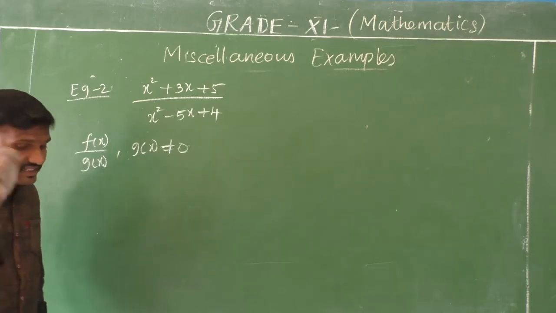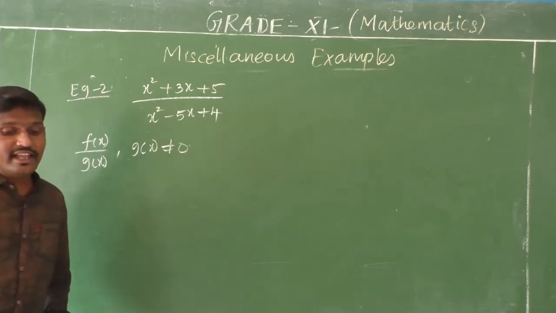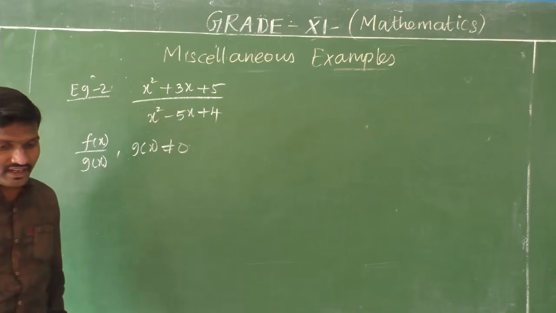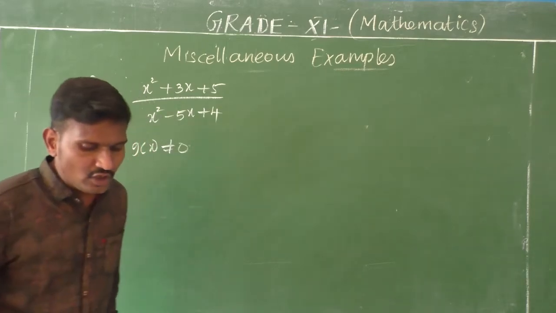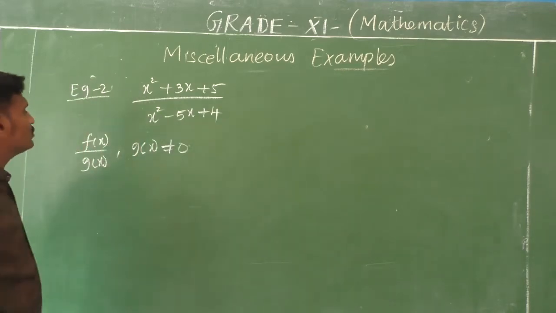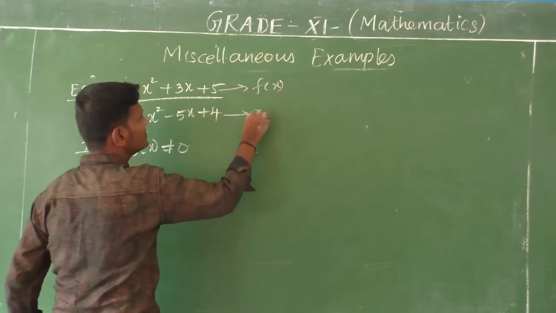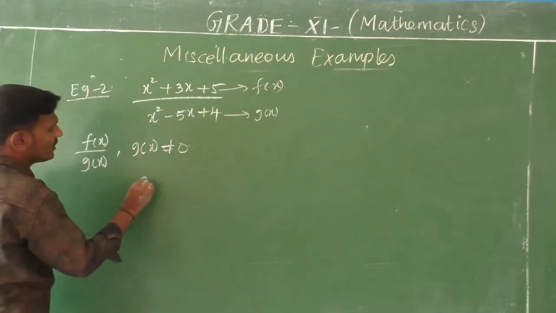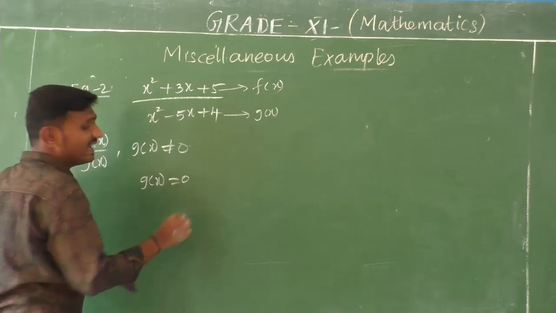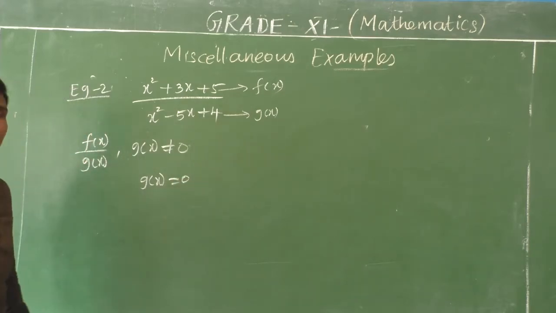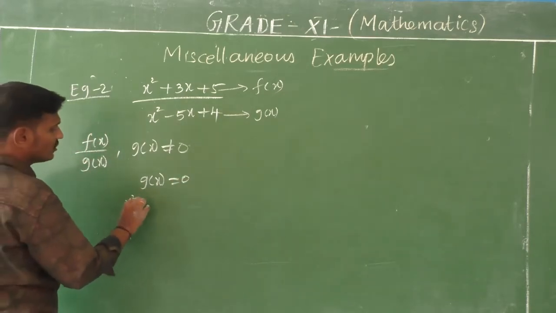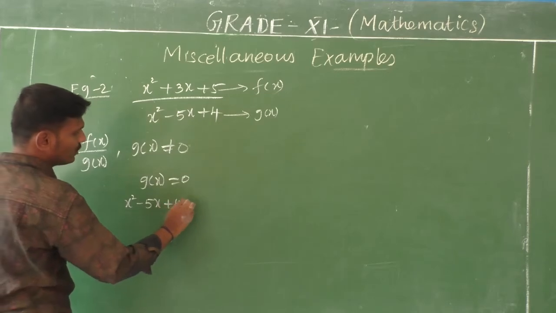But in this question, we are going to find the range only, no? Okay, range or domain. Wait. It is find the domain only. So first you should take this as your f of x and that as your g of x. Now take g of x equal to 0 to get the zeros of the denominator. Now x square minus 5x plus 4 equal to 0.